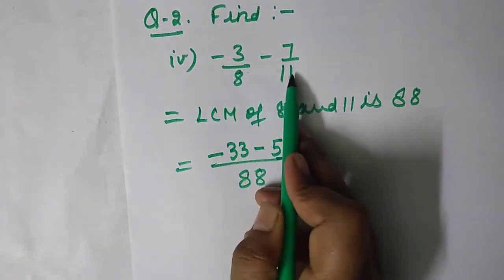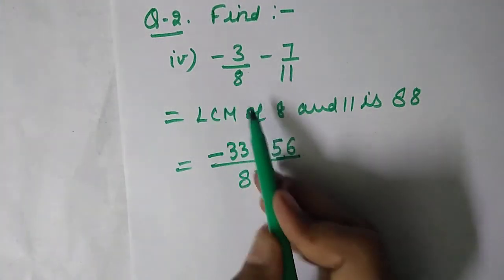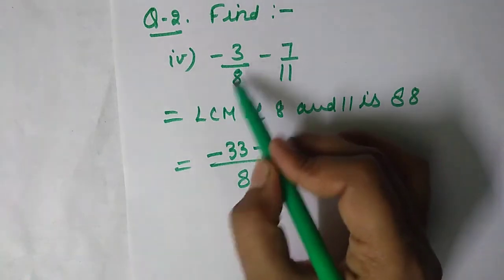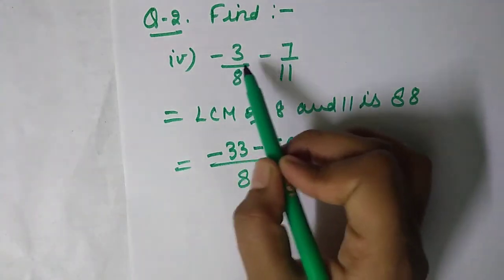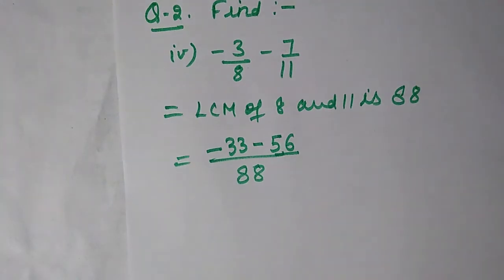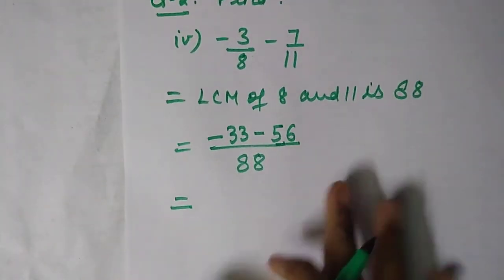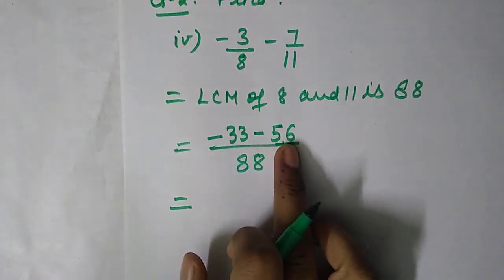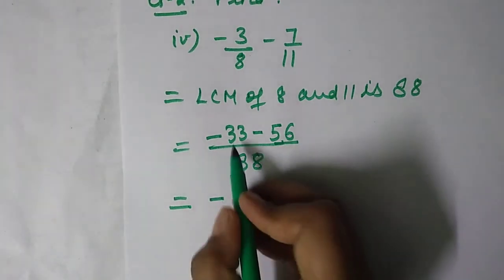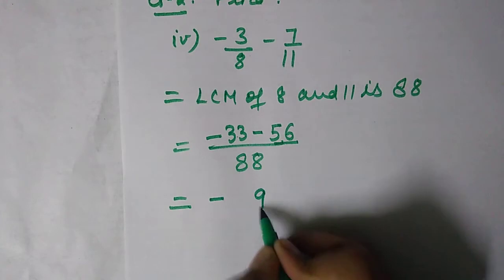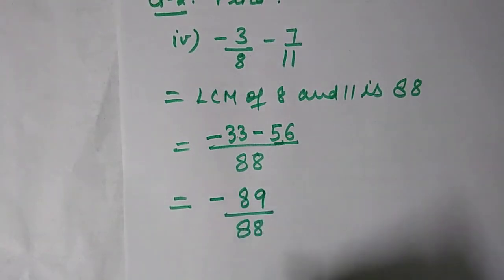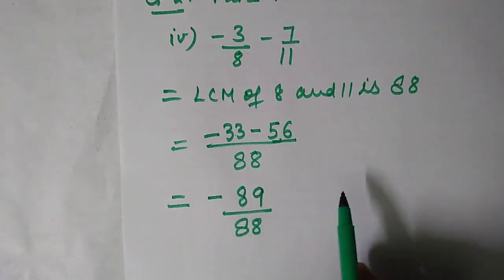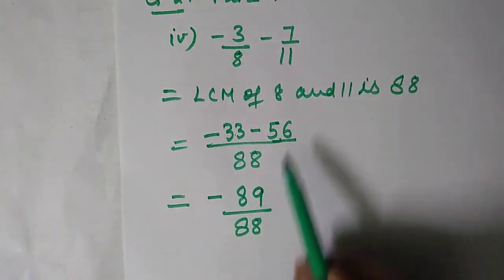For addition and subtraction, you need to take the LCM of the denominators. So LCM of these denominators is 88, and with this LCM you need to divide the denominator and then multiply with the numerator. Okay, now you need to solve it further. They are both negative numbers. Negative and negative get added and the sign will be negative. Okay, the sign will be minus, and on adding them you will get minus 89 over 88. So this is your answer. If you want to convert this into a mixed fraction, it's up to you. Okay, so this is question number 2.